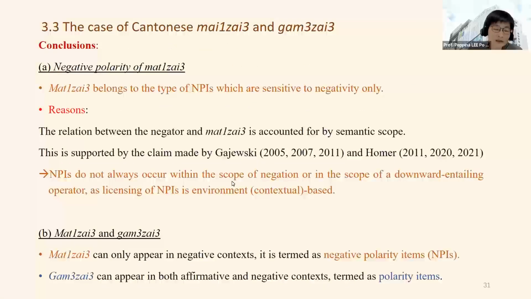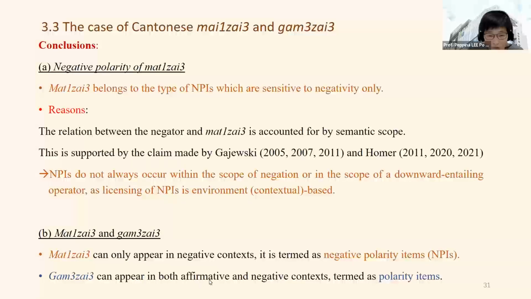In terms of theoretical significance, it supports Homer's analysis, saying that NPIs do not always occur within the scope of negation, or in the scope of a downward entailing or negative context. Rather, it can be something contextual. In other words, matzai in fact supports the last point mentioned in the previous analysis of polarity. So at this point, let me give a conclusion regarding matzai and gamzai in terms of polarity. Probably this will be easier to understand, which is part B over here. Matzai can only appear in the negative context. So that's why we term matzai a negative polarity item, which is NPI.